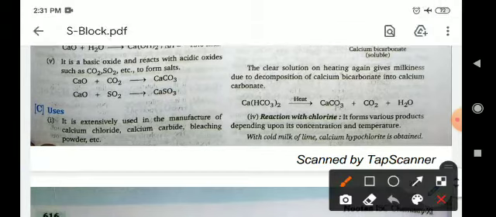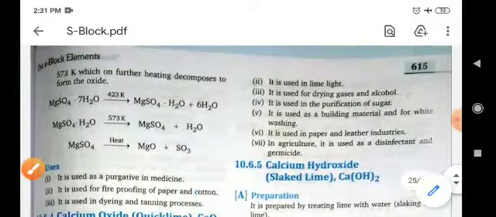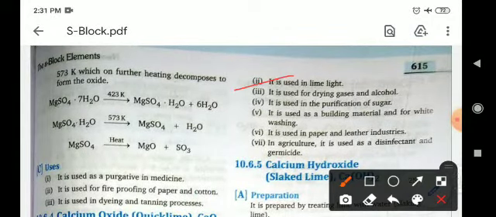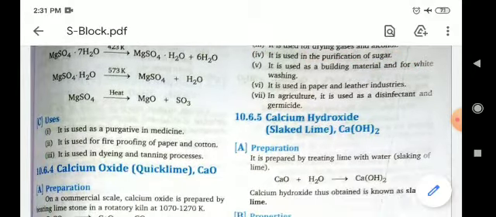Uses: it is extensively used in the manufacture of calcium chloride, calcium carbide, and bleaching powder. Other uses: used in limelight, for drying gases and alcohol, and for the purification of sugar, etc.